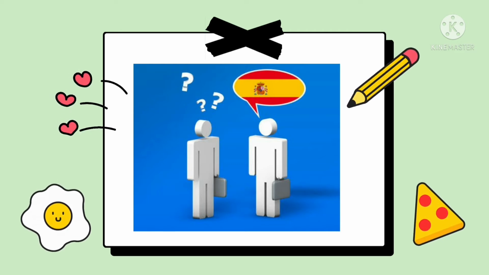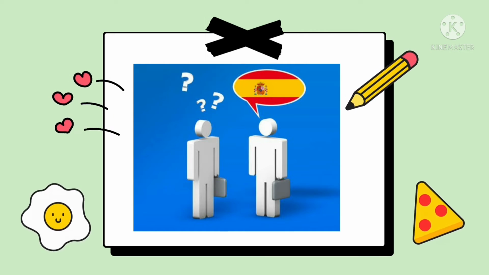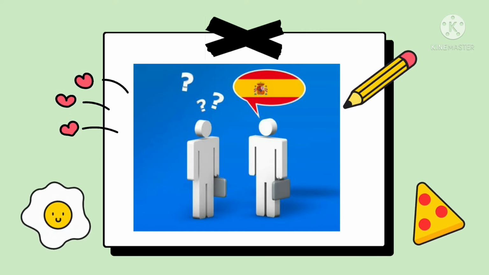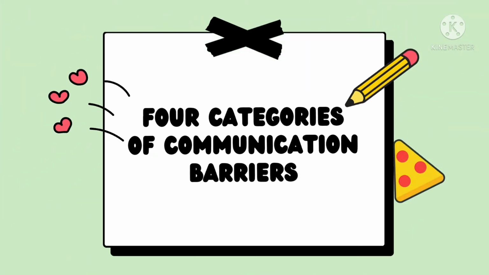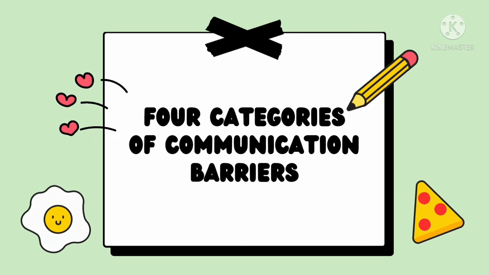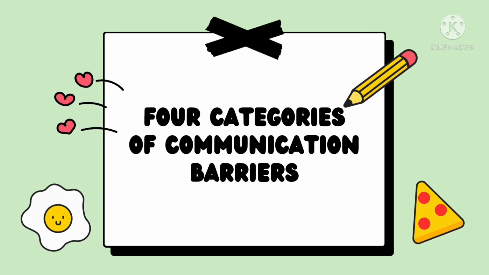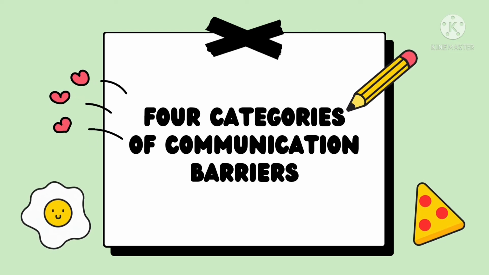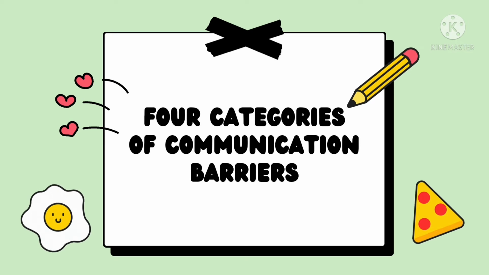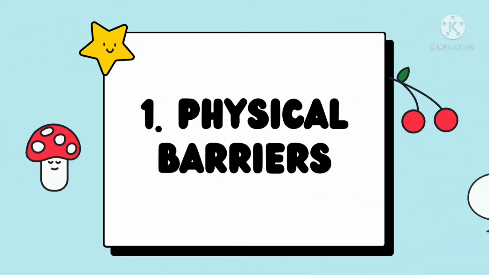That's correct. They can't understand each other's languages. Now, this is one of the barriers that we must avoid when communicating with others. You might be wondering, are there more barriers like this? Let us discuss the four categories of communication barriers. It is very important to recognize these barriers so we can avoid communication breakdown.